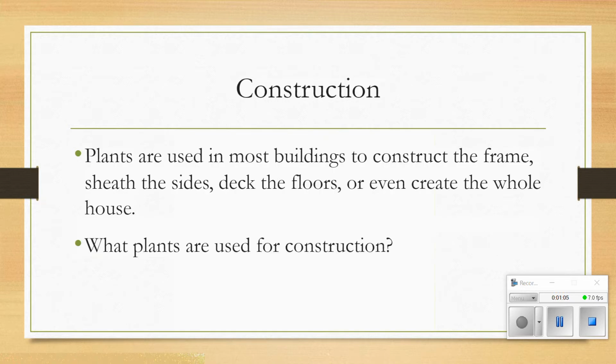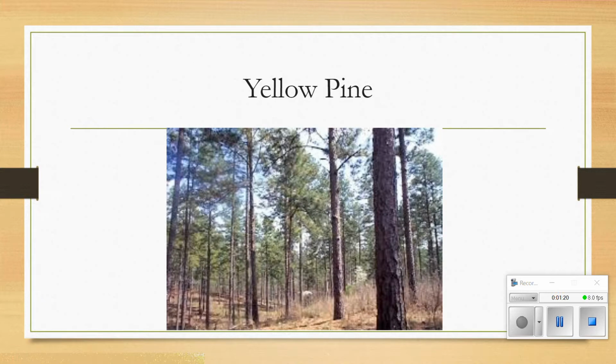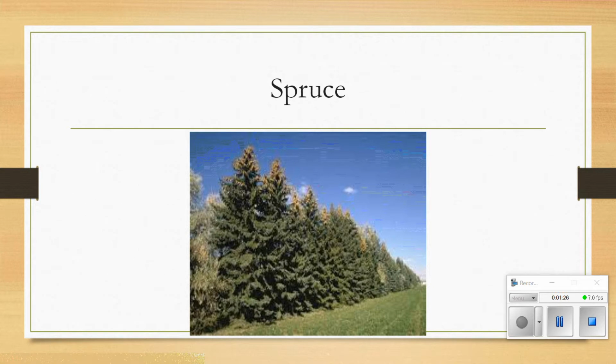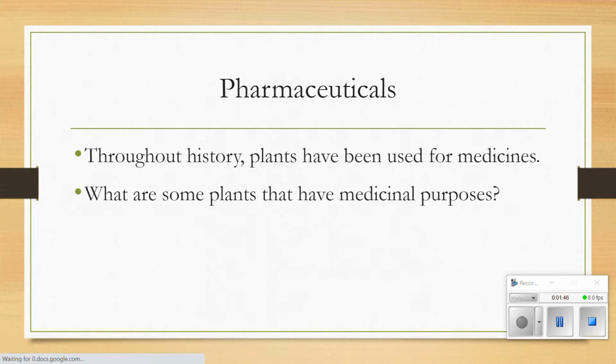Plants are also used for construction. So most of the homes and buildings you're going to go into are built with plant products. They're going to be built with lumber that comes from trees. Trees are plants. The most predominant tree used for construction today is yellow pine or spruce. They grow fast. They grow very tall and straight. Very easy to mill, very easy to cut, very easy to nail into. It's a lot easier than dealing with oak or a hardwood. So yellow pine and spruce are the most common trees used for lumber today in the United States.